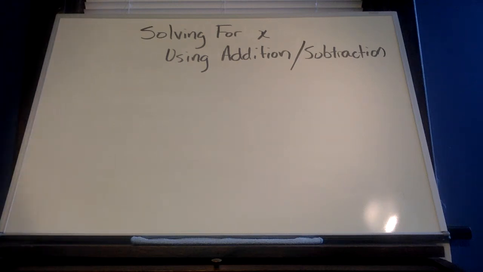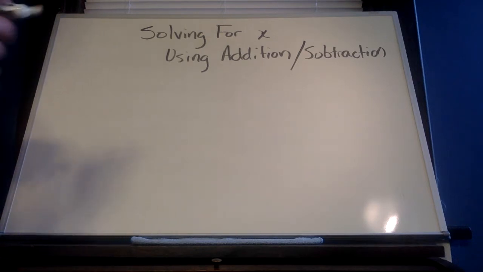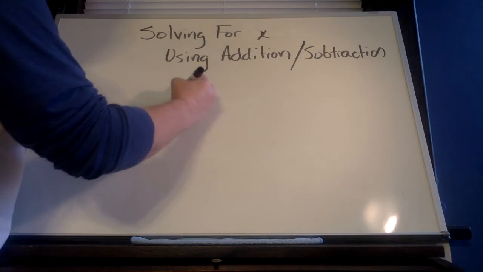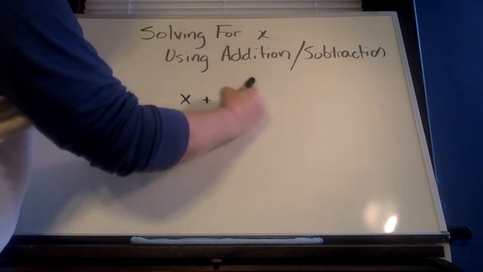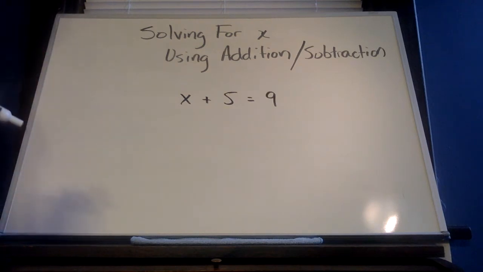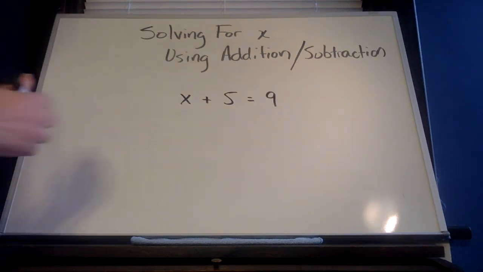Morning, everyone. Today's topic is solving for the variable x, or it can be actually any letter, using addition and subtraction. So all of the problems that you're going to get today are going to look like this. They will have a variable, something like x plus 5 equals 9. So we want to get x by itself.